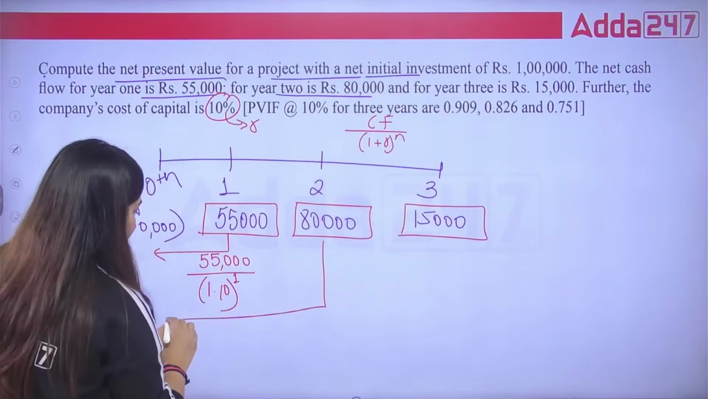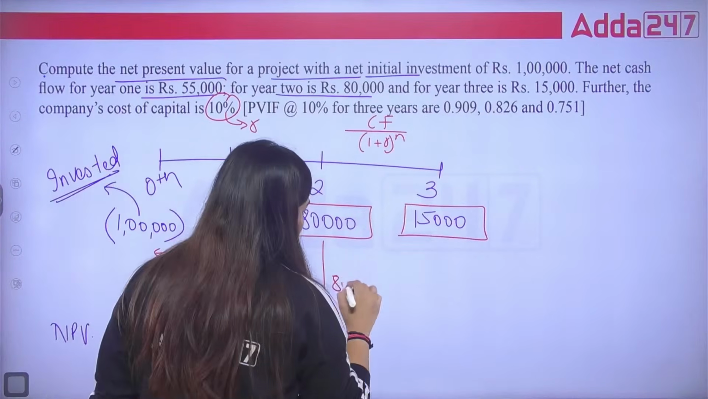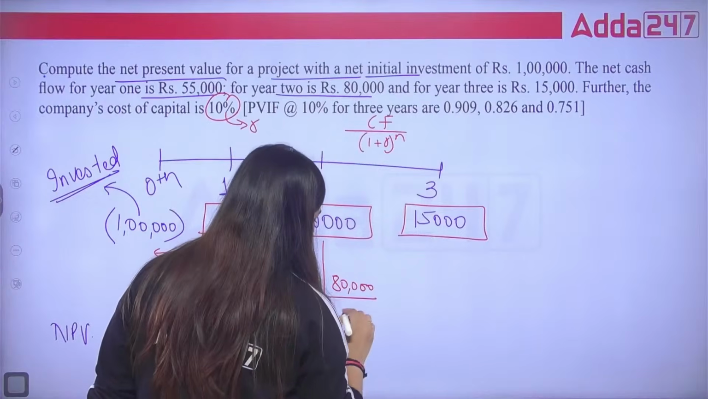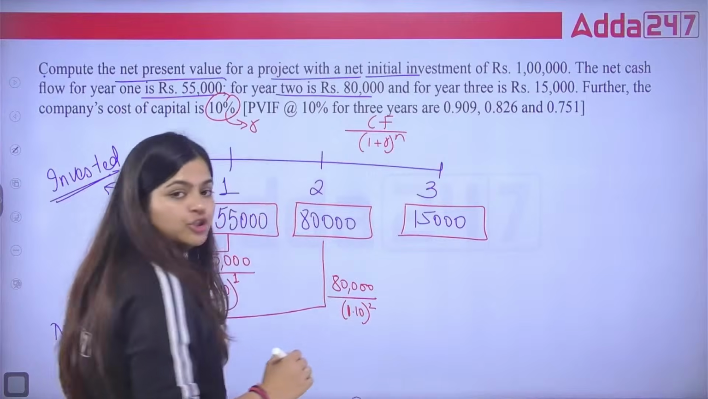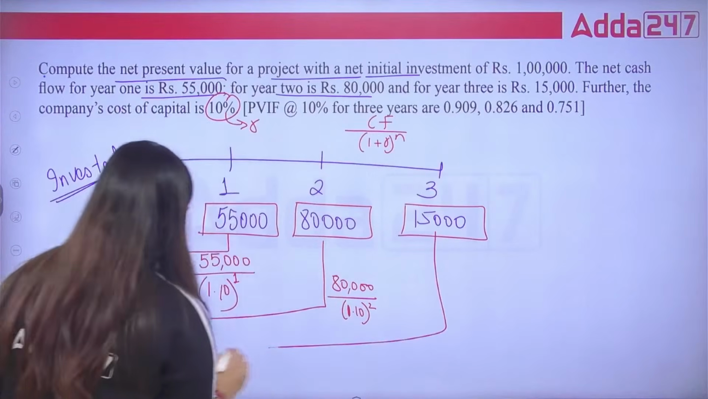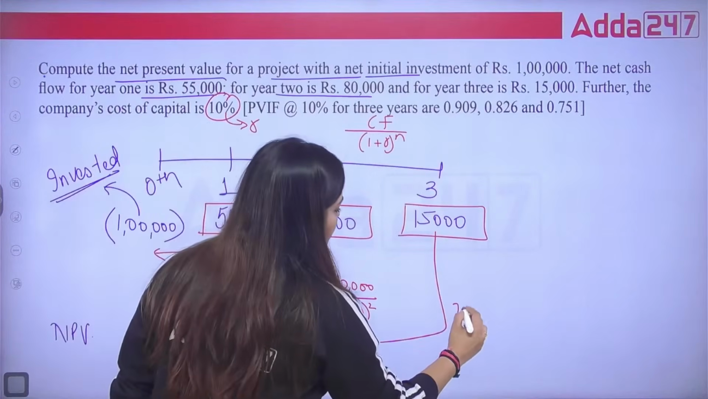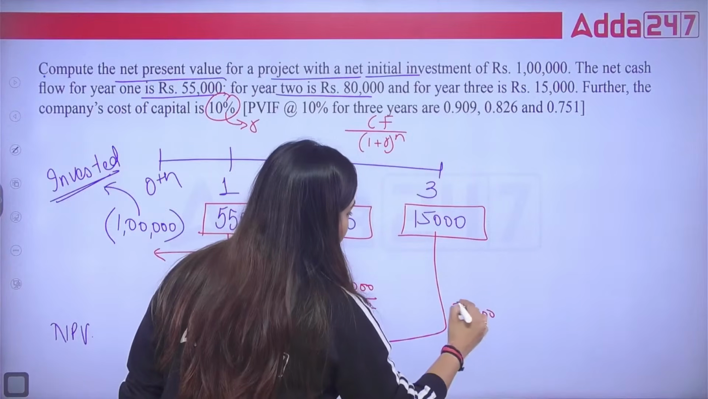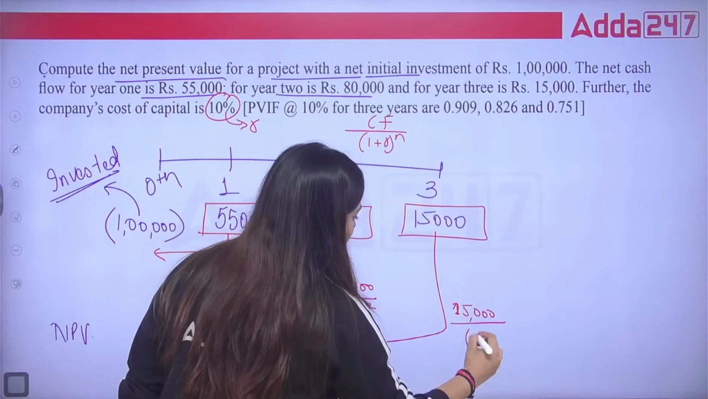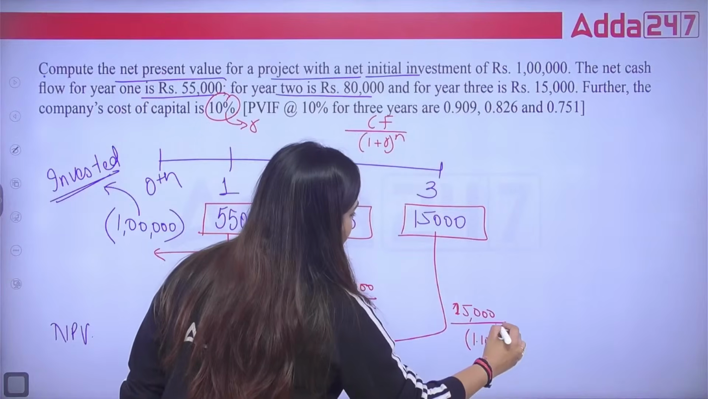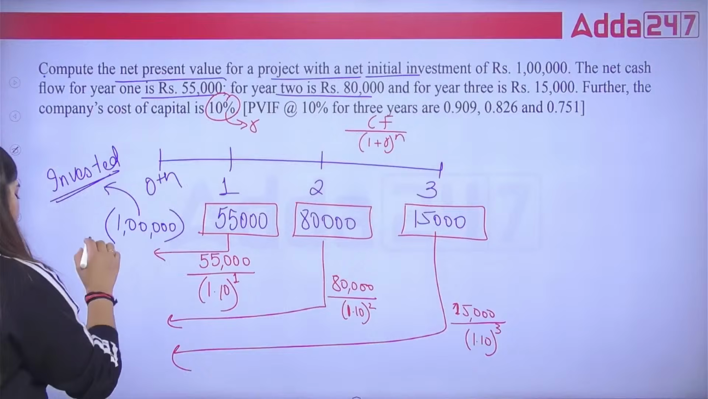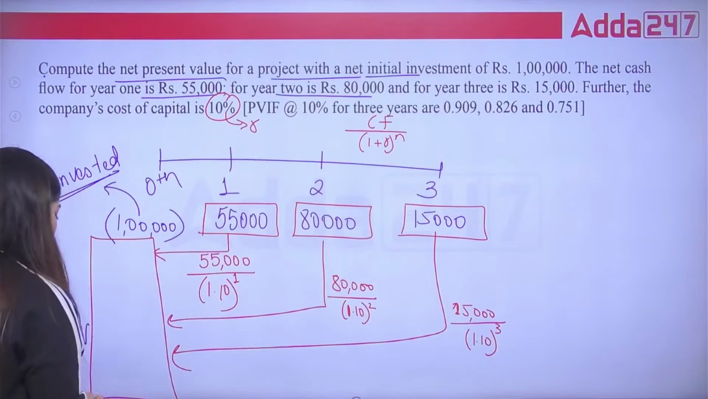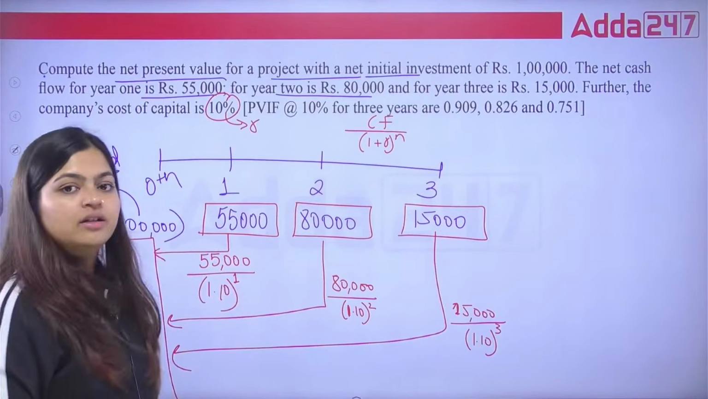Now let's calculate for 80,000. So 80,000 divided by 1.10 to the power 2. For the third year, what is the amount? 15,000. This is 15,000 divided by 1.10 to the power 3. 3 times we need to bring it back. So let's calculate your present value of future inflows.